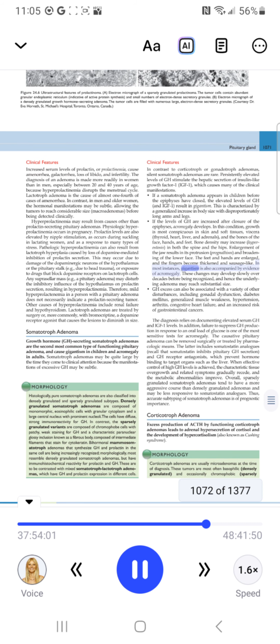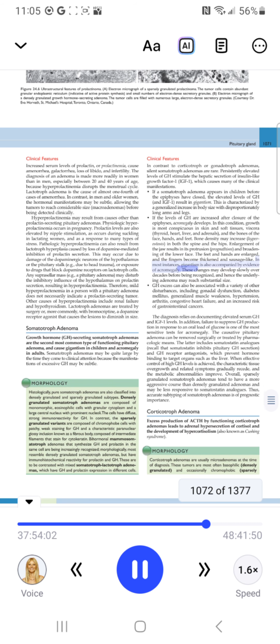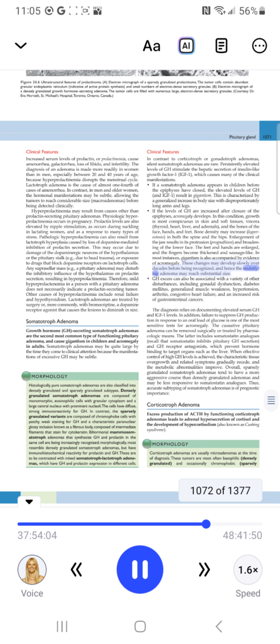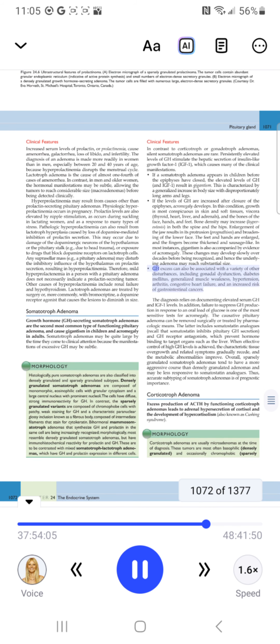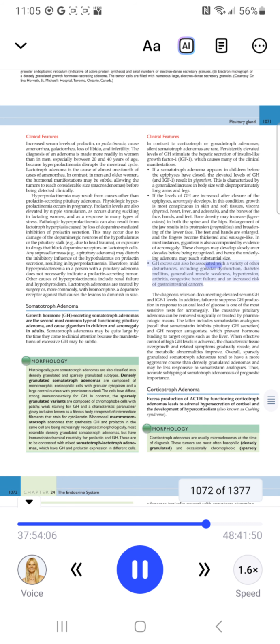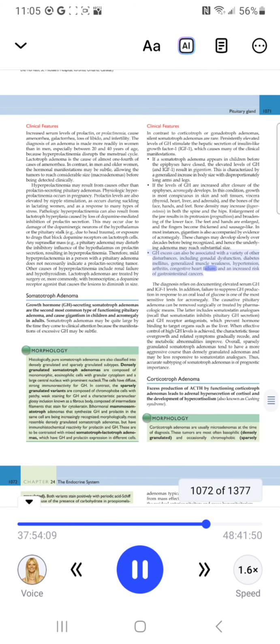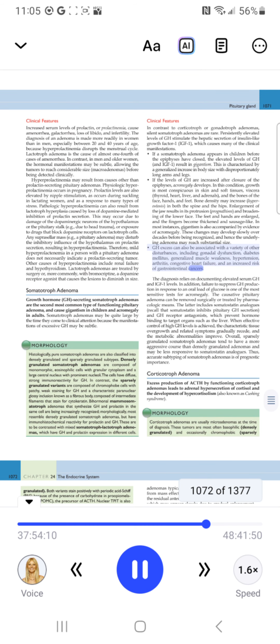In most instances, gigantism is also accompanied by evidence of acromegaly. These changes may develop slowly over decades before being recognized, and hence the underlying adenoma may reach substantial size. GH excess can also be associated with a variety of other disturbances, including gonadal dysfunction, diabetes mellitus, generalized muscle weakness, hypertension, arthritis, congestive heart failure, and an increased risk of gastrointestinal cancers.